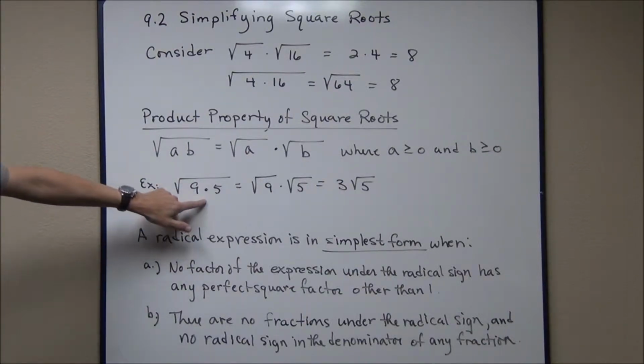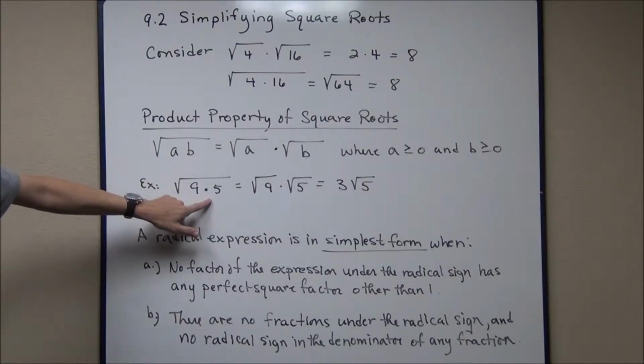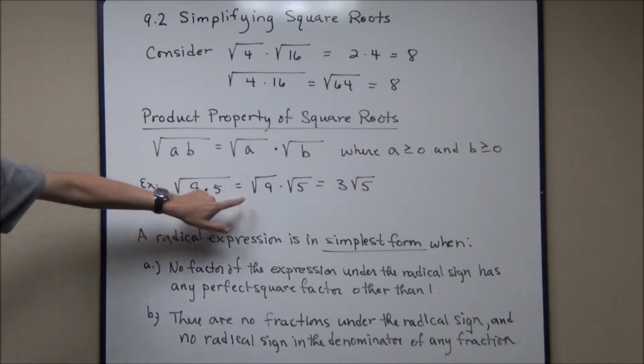So here's an example where I might apply this. You see here I have a times b. I'm going to think of this as 9 times 5. This is just an example. 9 times 5 of course is 45. I have the square root of 9 times 5.